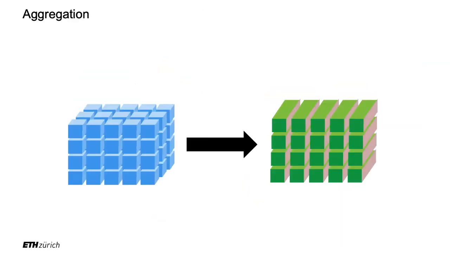Okay, so let's do something else. How do we get rid of a dimension? Well, we can slice, but there is another way. We can also aggregate. So here I have a cube of three dimensions. I'm turning it into a cube of two dimensions, but that's because I merged everything along a dimension.